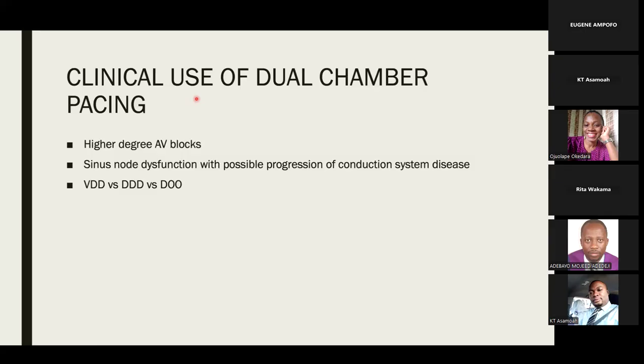And then there are various modes. So you can have VDD, so the ventricle is being paced, but both are being sensed. And then when you sense, there's a trigger and inhibition. DDD, both chambers are being sensed, both are being paced, and then there's trigger and inhibition. DOO will be asynchronous, so the ventricle is being paced, the atrium is being paced, and the pacemaker doesn't care about intrinsic rhythm.